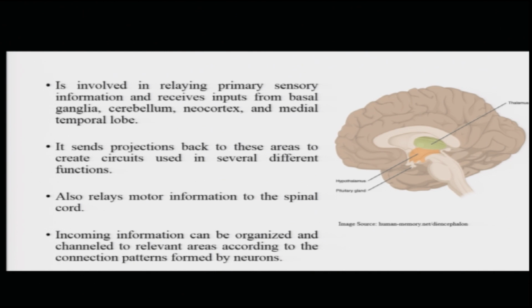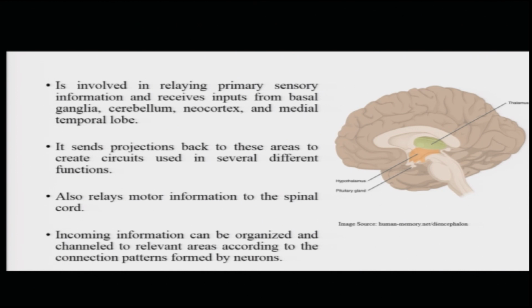The thalamus is involved in relaying primary sensory information, and it receives input from the basal ganglia, cerebellum, neocortex, and the medial temporal lobe. So, it is gaining all of this primary sensory information and relaying it to the other parts of the brain. It sends projections back to these areas also to create certain circuits which are used in several kinds of functions. The thalamus also relays motor information to the spinal cord. Okay. So, this forms a kind of loop.